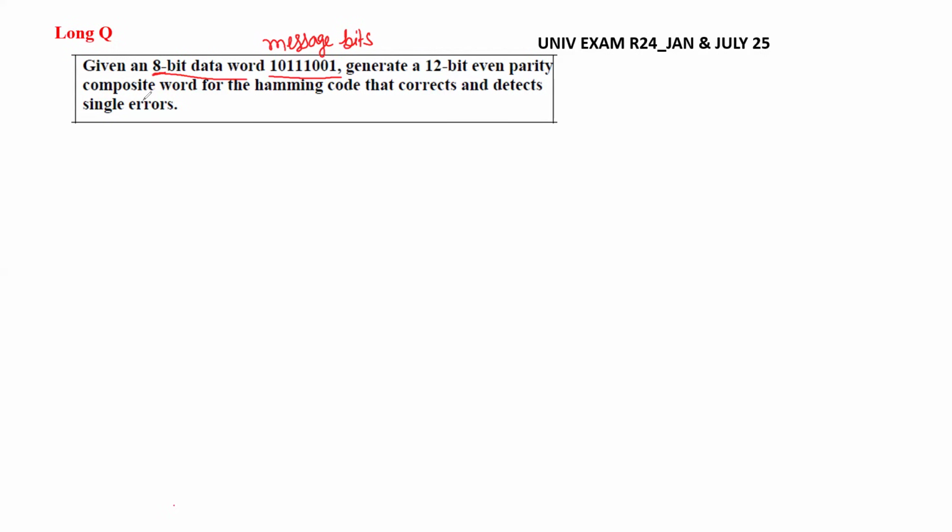Okay. So now what they're asking: generate a 12-bit even parity composite word for the Hamming code that corrects and detects the single error. So here we only need to generate.